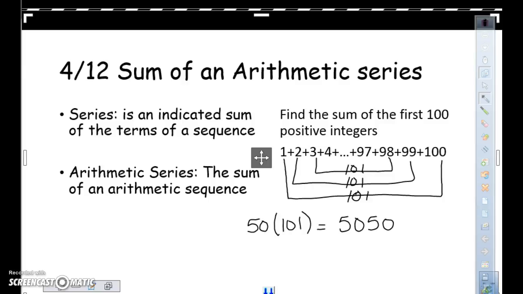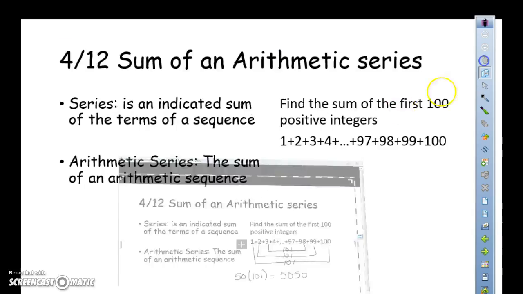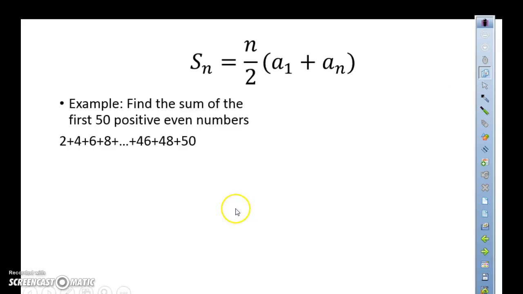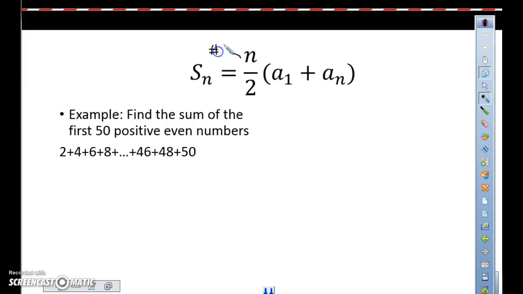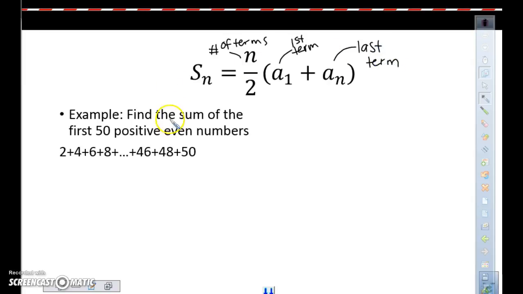And so from that, we get this formula. We get that the sum, where the number of terms is n, a sub 1 is the first term, and a sub n is the last term. So, to find the sum of the first, this is a typo.